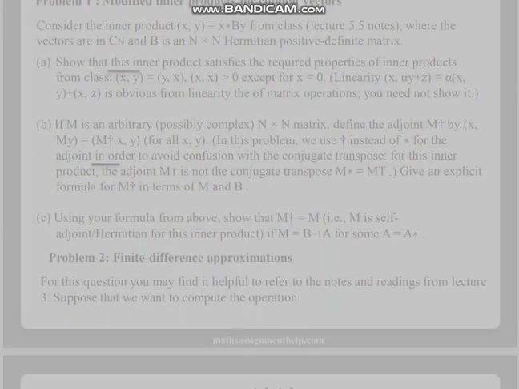Problem 1. Modified inner products for column vectors. Consider the inner product <x, y> = x* B y from class, lecture 5.5 notes, where the vectors are in Cⁿ and B is an n times n Hermitian positive definite matrix.